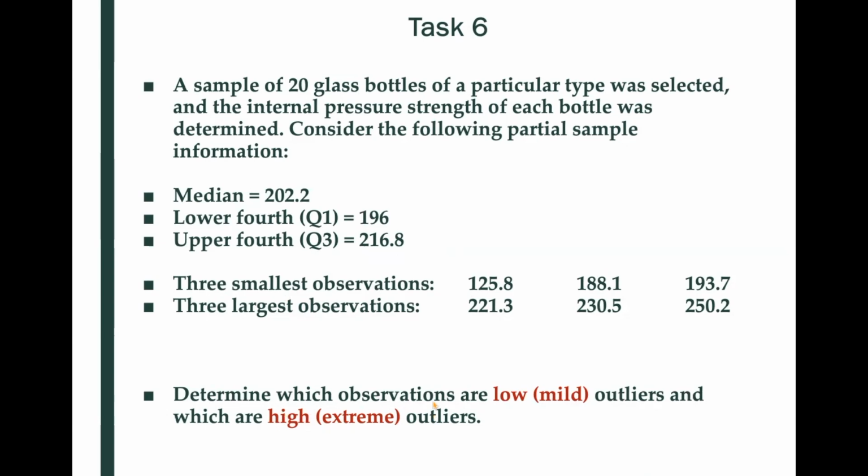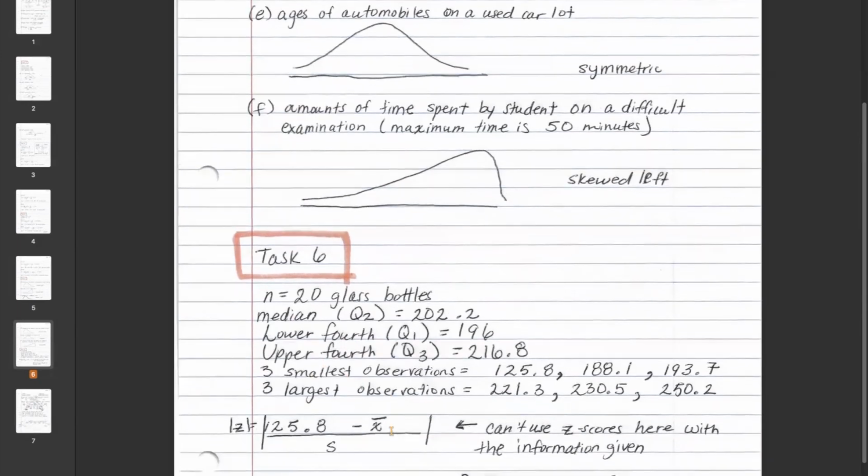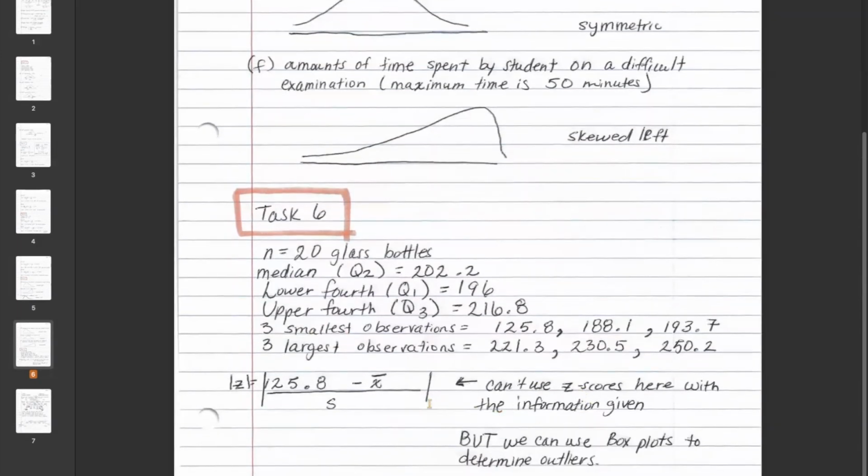And we want to be able to determine which observations are low outliers or mild outliers and which are high outliers or extreme outliers. Okay, so here I'm just going to write down first the information that we have. So we were given our sample size of 20 glass bottles, and then we have the information for the median, the lower quartile, the upper quartile, and then the 3 smallest observations, the 3 largest observations. So unlike before, we were able to use z-scores to determine whether a data point was an outlier. But this time we can't really use z-scores because of the information we're given, because we weren't given the mean and we weren't given the sample standard deviation. But you can still determine outliers by using box plots. And so that's what we're going to do here.